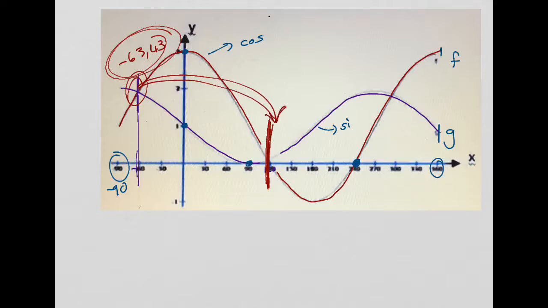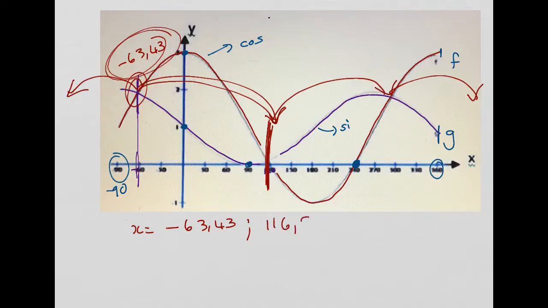So we're going to move 180 degrees. If we wanted to see the next point, we move another 180 degrees. If we want the one before, we go backwards 180 degrees. So it's going to be negative 63,43. It's going to be that plus 180, which is 116,57. And it's going to be that plus another 180, which is 296,57. So if we're allowed to go beyond negative 90 and positive 360, we could keep adding or subtracting the 180 until we get the numbers where they cross.